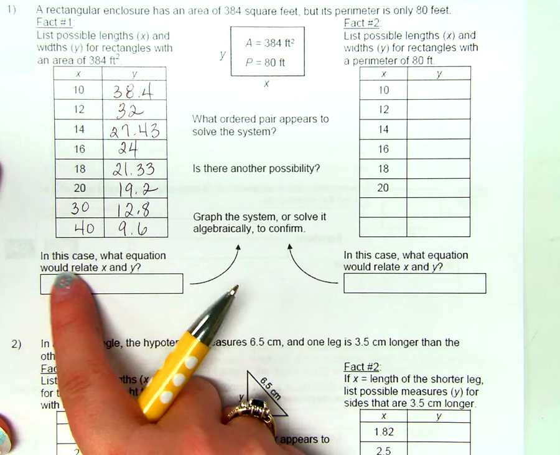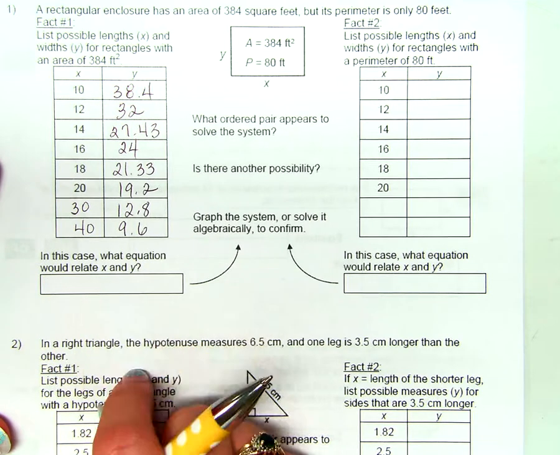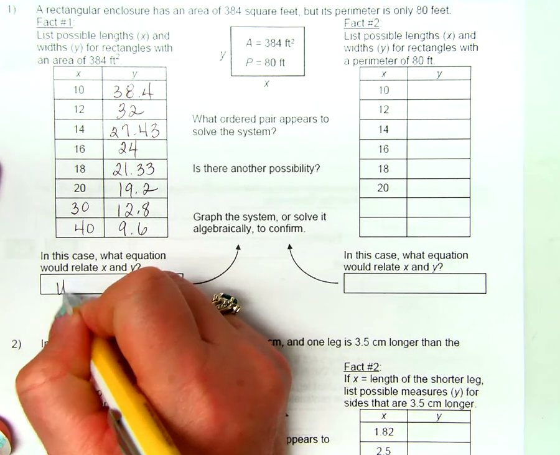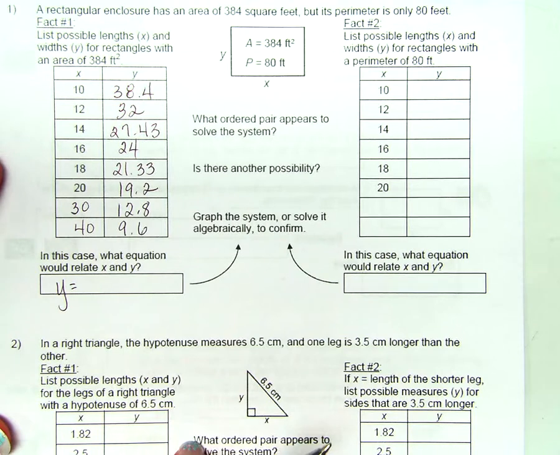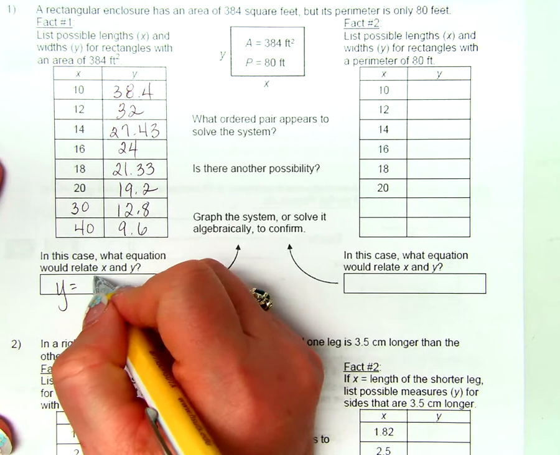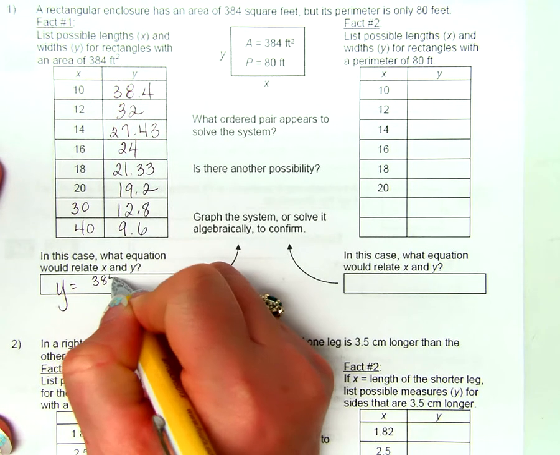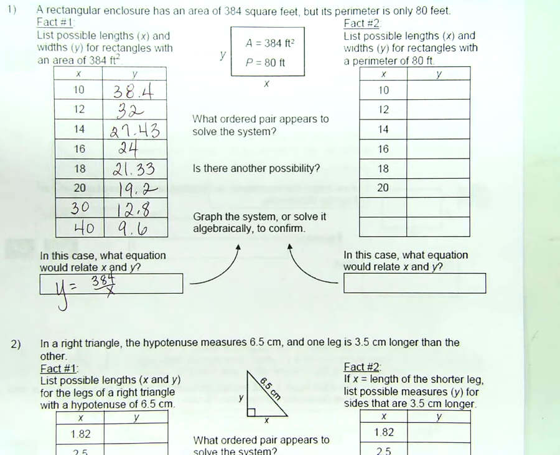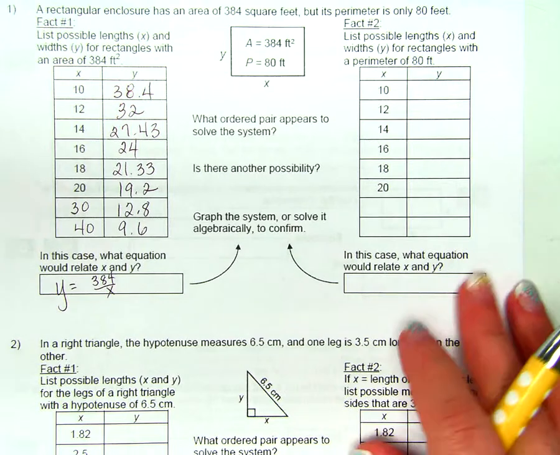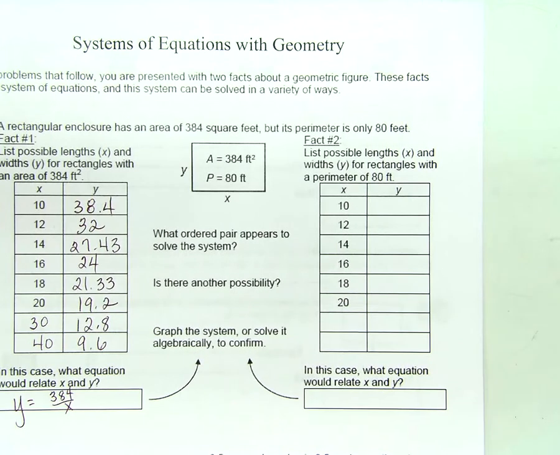In this case, what equation would relate x and y? How did we get the y's? Very good. 384 divided by x. Okay? So let's look at fact number 2. List possible lengths and widths for rectangles with a perimeter of 80.